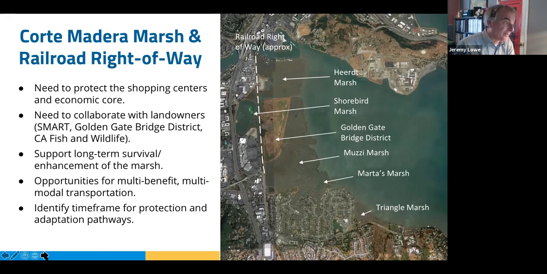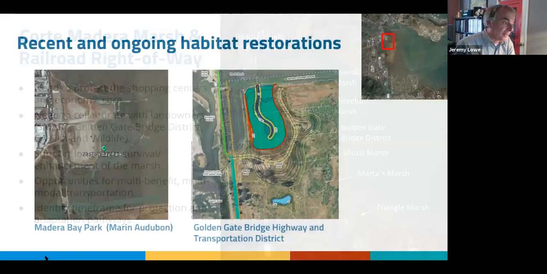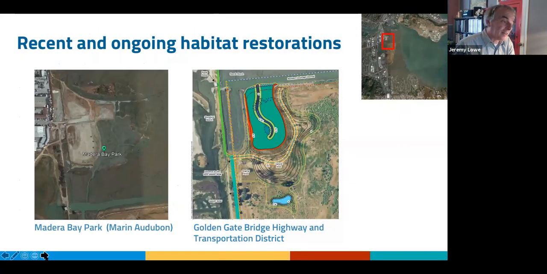Next slide, please. And I know Barbara's on the phone, so I was highlighting her project at Madera Bay Park as one of the recent projects to start to reshape this shoreline, along with a new one from the Bridge District, which is going to be breaking ground soon on the restoration of 4 acres on their parcel.